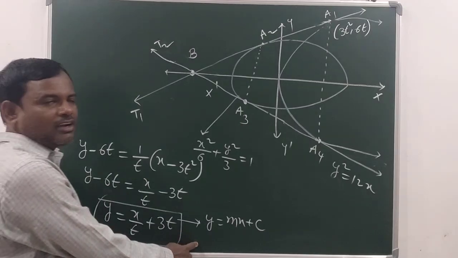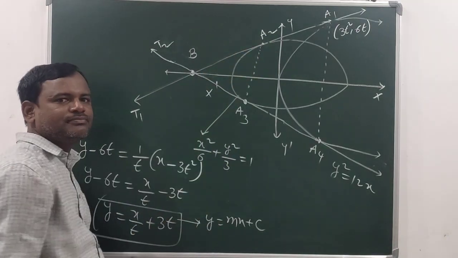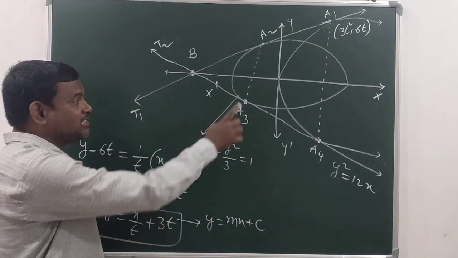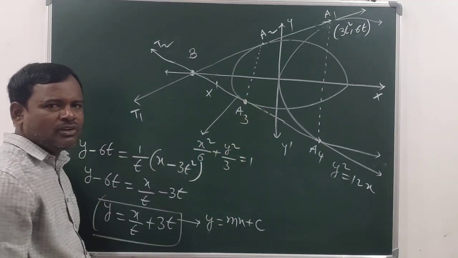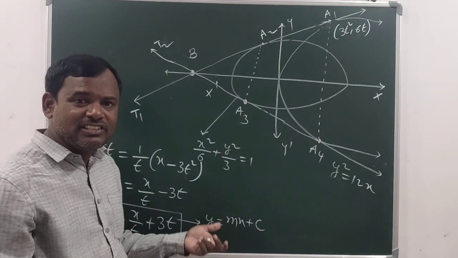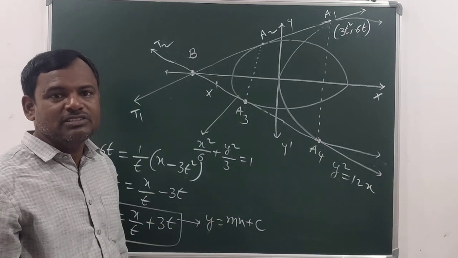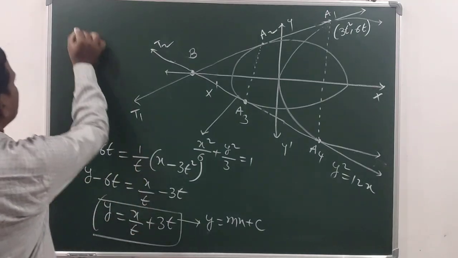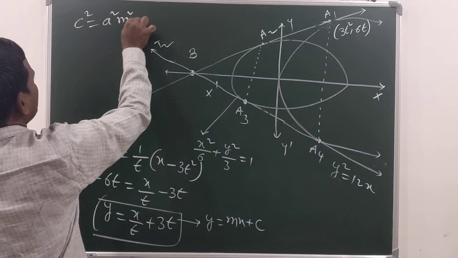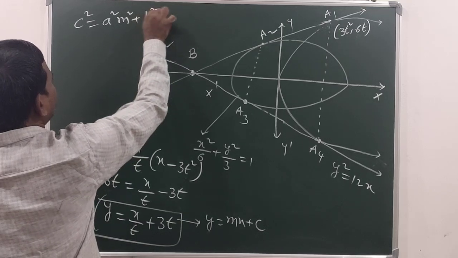This is a common tangent t1. And this is also a tangent of an ellipse, no? So if y equal to mx plus c is a tangent of x square by a square plus y square by b square is equal to 1, then what is the condition? C square is equal to a square m square plus b square.